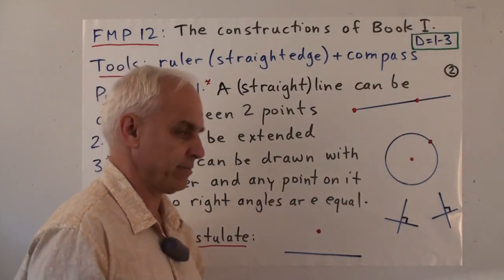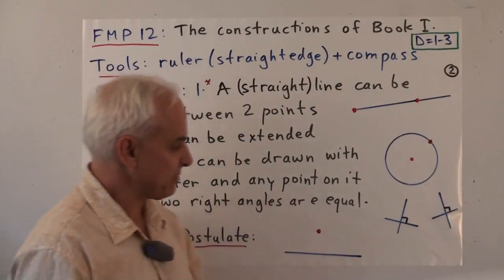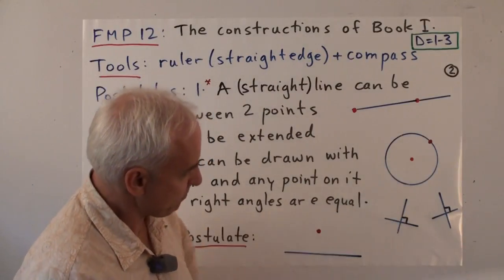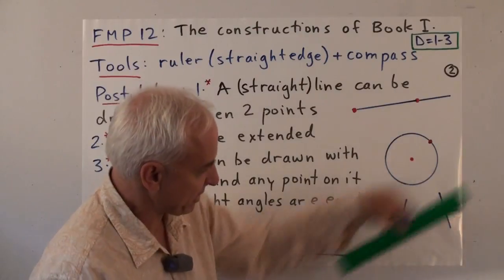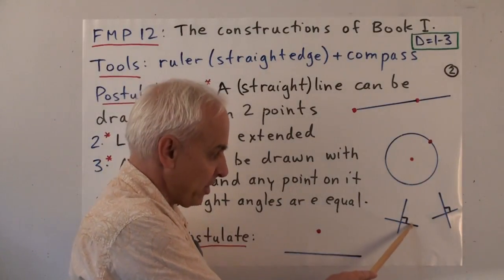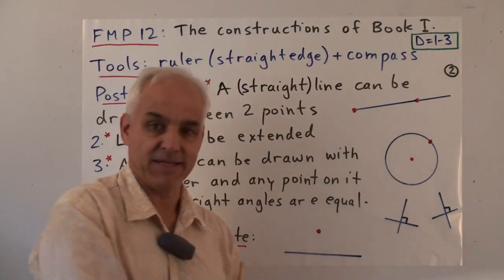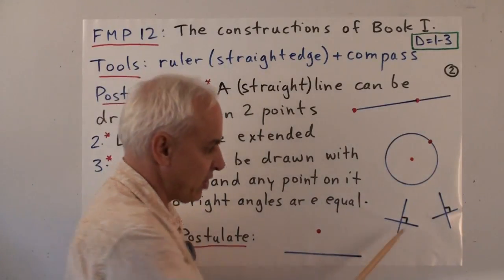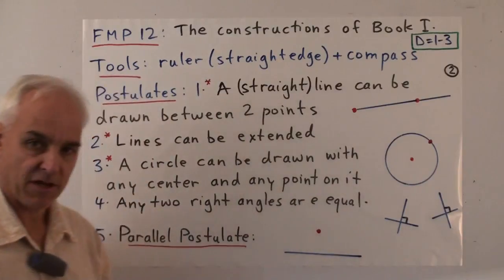It's perpendicular. And what he's saying here, this postulate, is that if you make one perpendicular pair like that and another perpendicular pair, in terms of the angle, we're going to consider this angle and this angle to be the same. So these are equal configurations for Euclid.